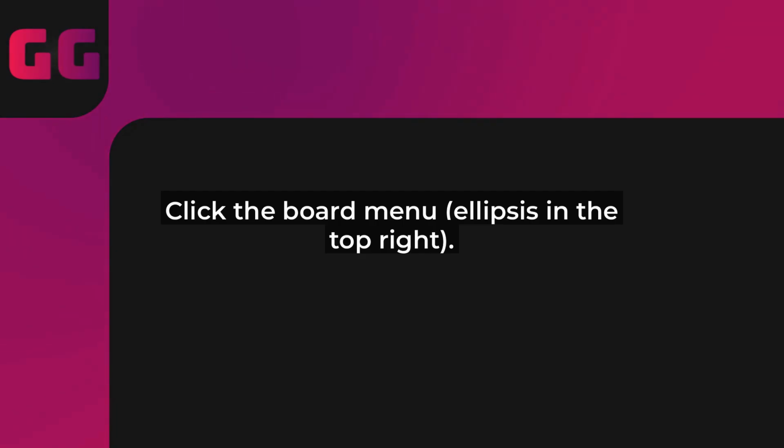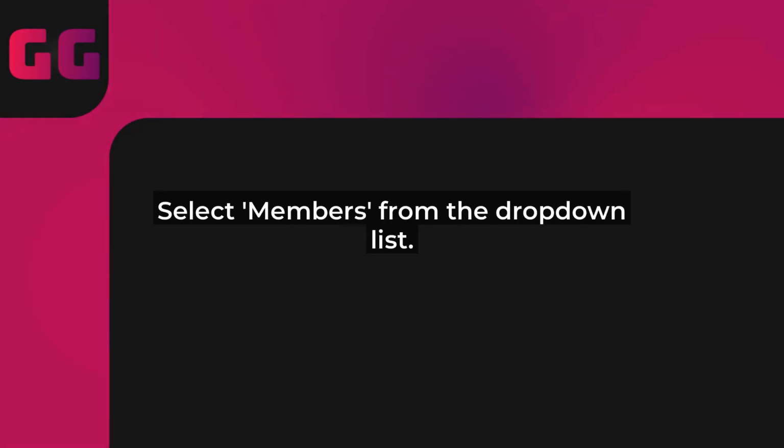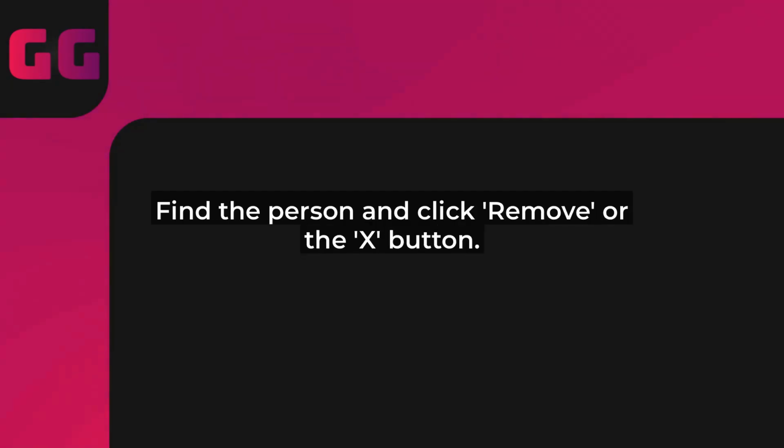Next, find the person you want to remove. Their name should be listed with options next to it. Hover over their name and click on the X, or Remove, button that appears. Trello might ask you to confirm this action to prevent any accidental removals, so go ahead and click Confirm, or Yes. And just like that, they're off the board.